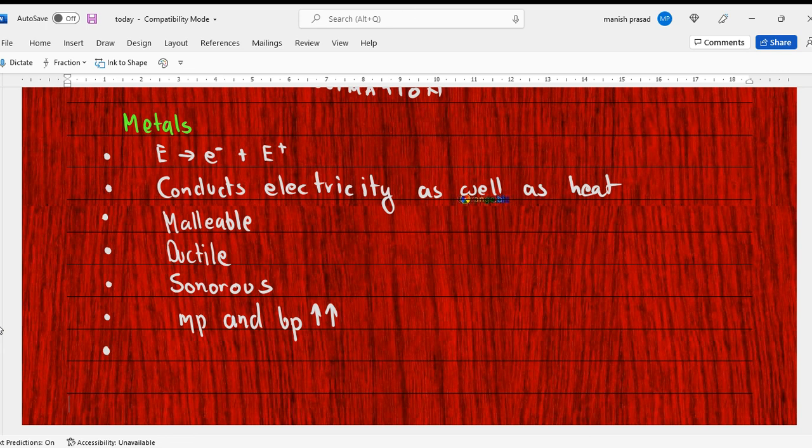Do metals have a special type of a shine? You look at any kind of a metal, the rings that people wear, they have a particular shine. The frames, the utensils, all of them have a particular type of a shine. That is known as what? Luster. Okay, that the substance has a luster. So metals have a luster.